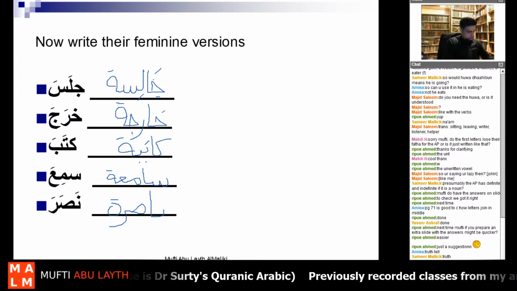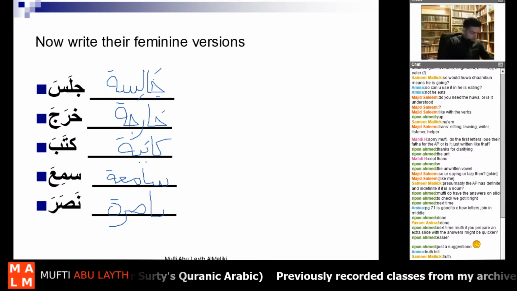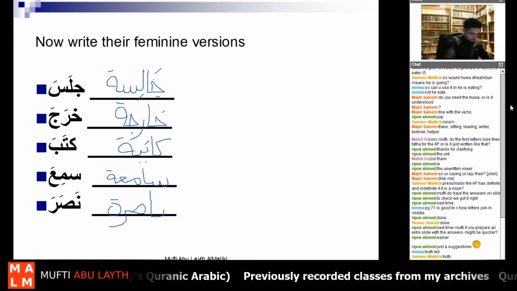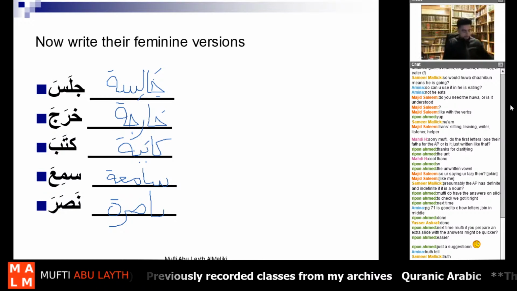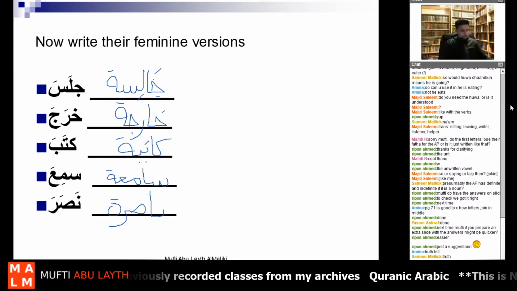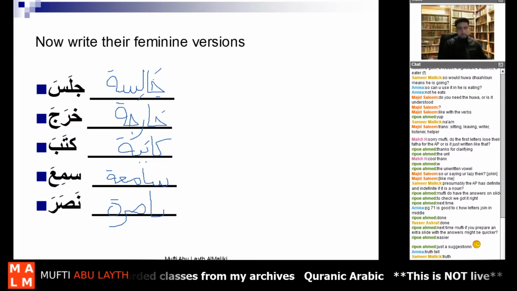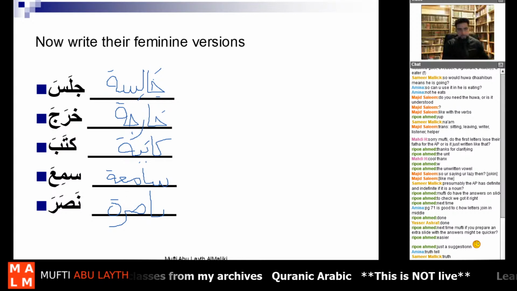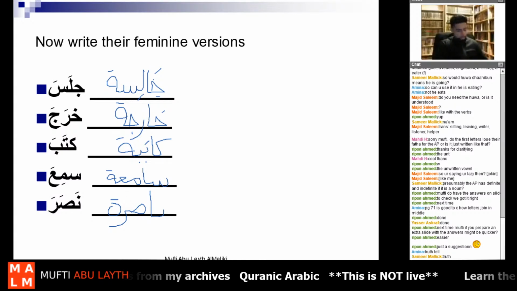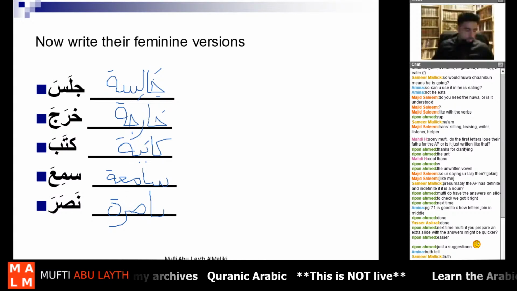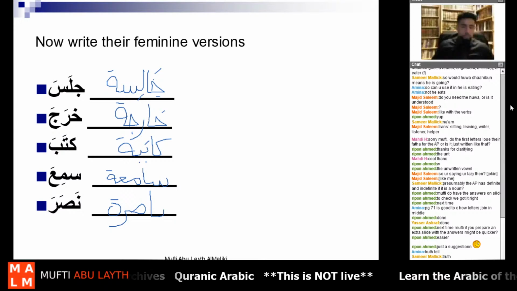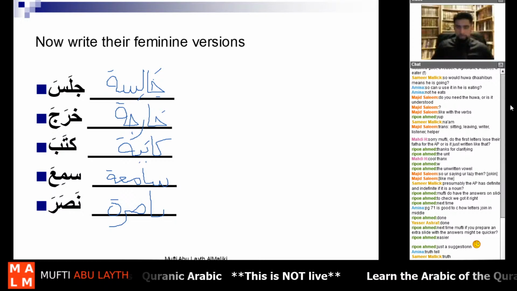We'll just take a look at one more there. If you see number 8, it says Al-waladu qari'un wal-bintu sami'atun. Okay, now what does that mean? Al-waladu qari'un wal-bintu sami'atun.